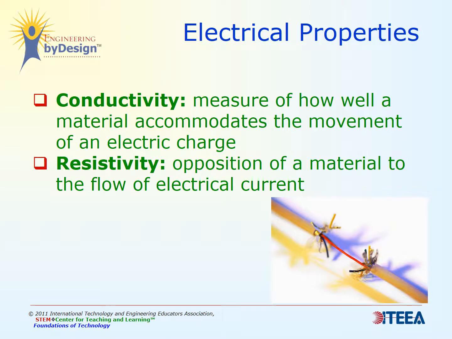Electrical properties. You look at the conductivity and the resistivity. The conductivity is measuring how well a material accommodates the movement of an electrical charge. The resistivity is the opposition of a material to the flow of an electrical current. So this is when we talked about resistors. We looked at the current. We wanted to know what would happen if you had a resistance of 10 ohms compared to 20 ohms.